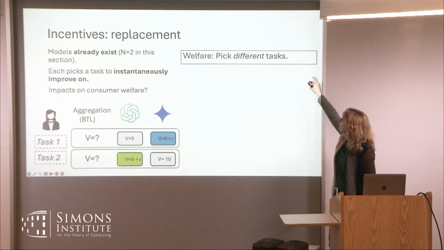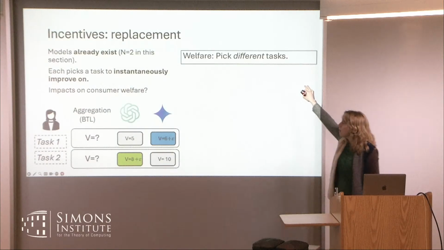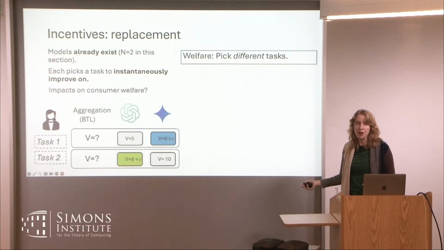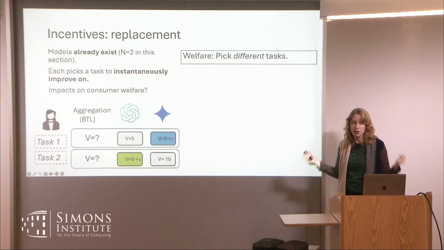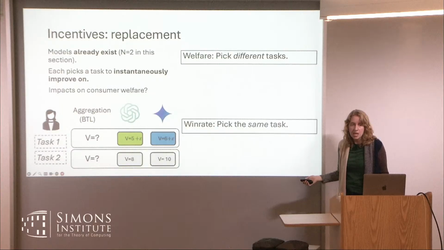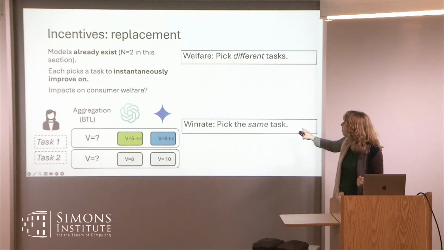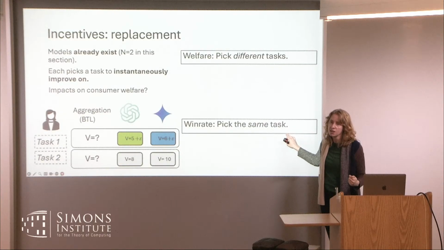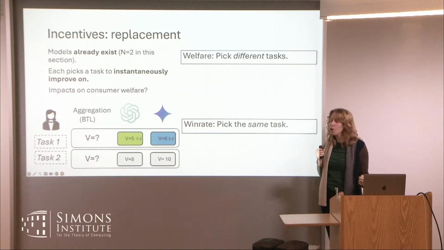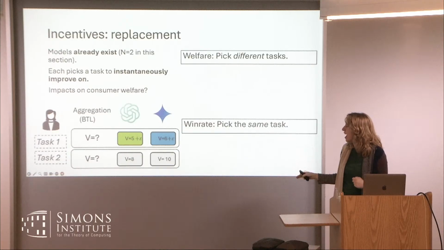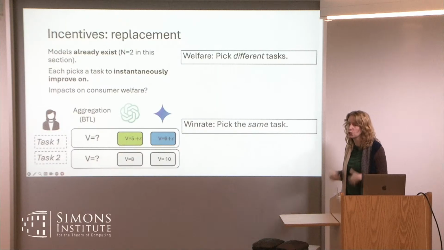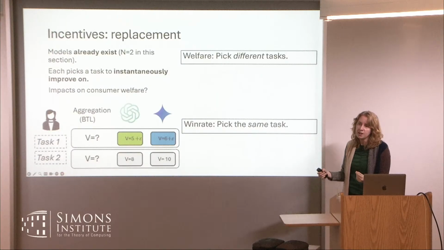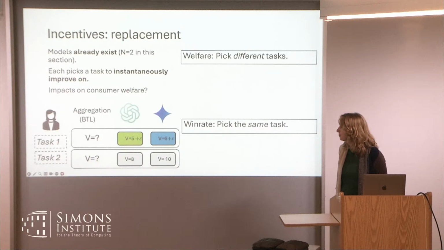So first thing, welfare. What would you do for welfare? We showed that in this setting, it's always best for welfare if the firms pick different tasks. This just makes sense. You're getting better in different directions. If you're acting on win rate, we show that actually you're always incentivized to pick the same task. So you're always incentivized to duke it out. What basically ends up happening is that you pick the task where it's most in contention, and that's where it's most efficient for you to improve on. And this ends up, as you might expect, worse for consumer utility.